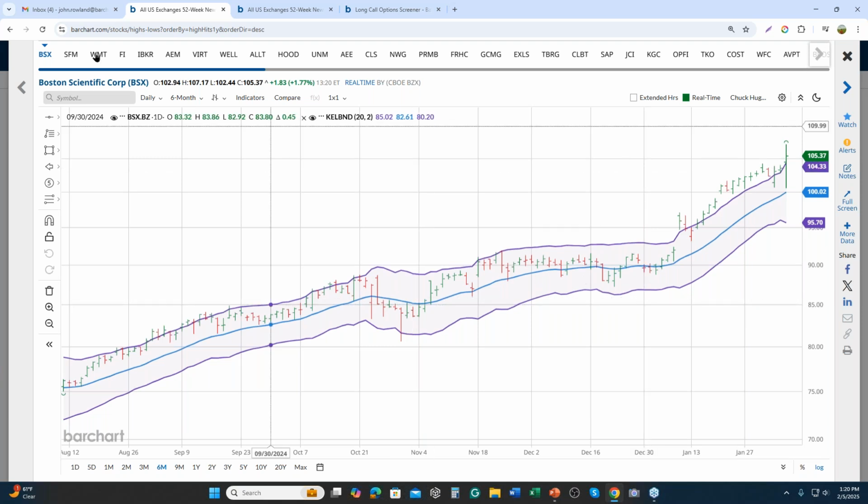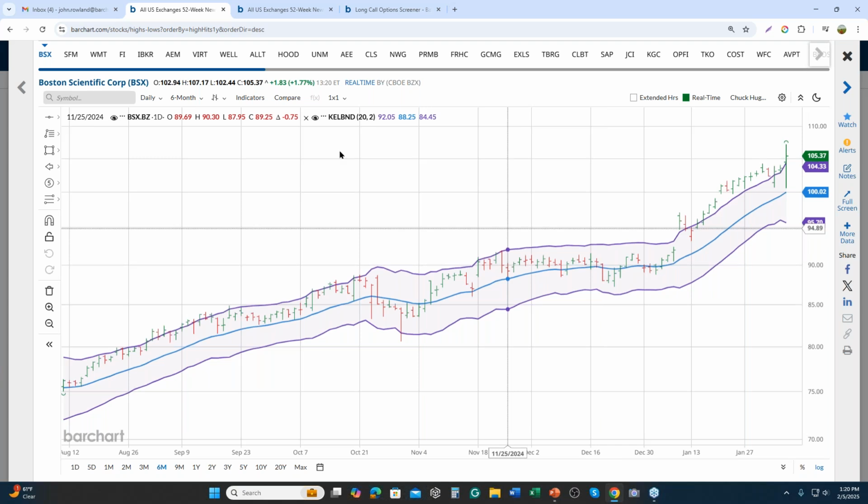We took a bullish position back in December when it was trading below that upper channel, and that's worked out pretty well. But this is just a simple indicator to tell you if the stock is overbought, and we don't want to jump into a stock that's overbought.